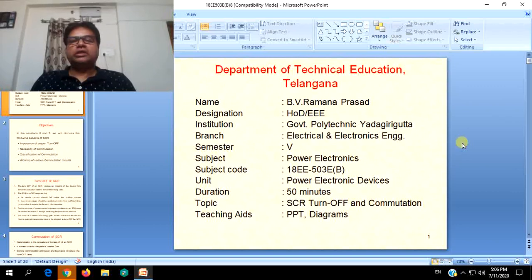The only device which can be used for turning it off via the gate is GTO SCR. It can be used for many applications and is a development over SCR, but again its applications are somewhat limited. And so in this session we will be focusing our concentration on SCR turn off and its turn off procedures.